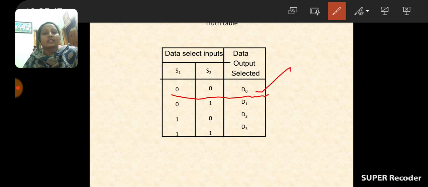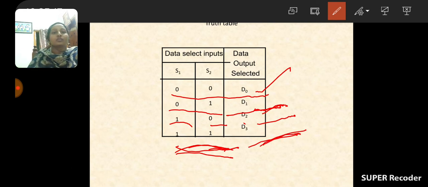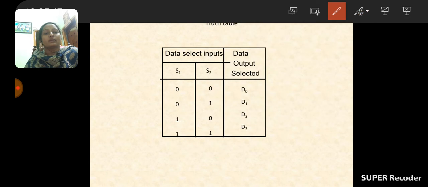D0. If S1 is equal to 0 and S2 is equal to 1, it will select the bit D1. If S1 is equal to 1 and S2 is equal to 0, the bit D2 is selected. If both are 1, S1 is 1 and S2 is 1, the bit D3 is selected. So in this way, the output is selected. At a time only one output line is enabled and the remaining are in disabled condition.